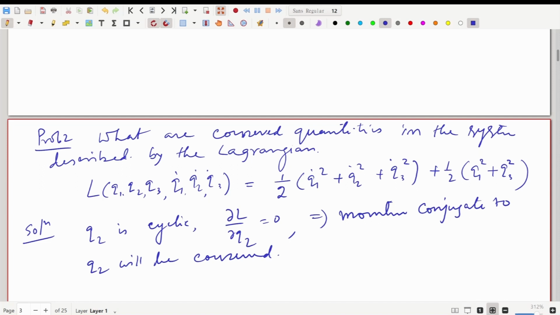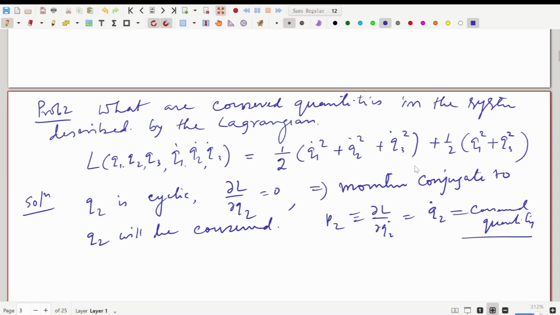Okay. So the momentum conjugate, let me write p2, which is del L del q2 dot by definition, will be q2 dot. I have not used any mass, no problem. So this q2 dot is conserved.